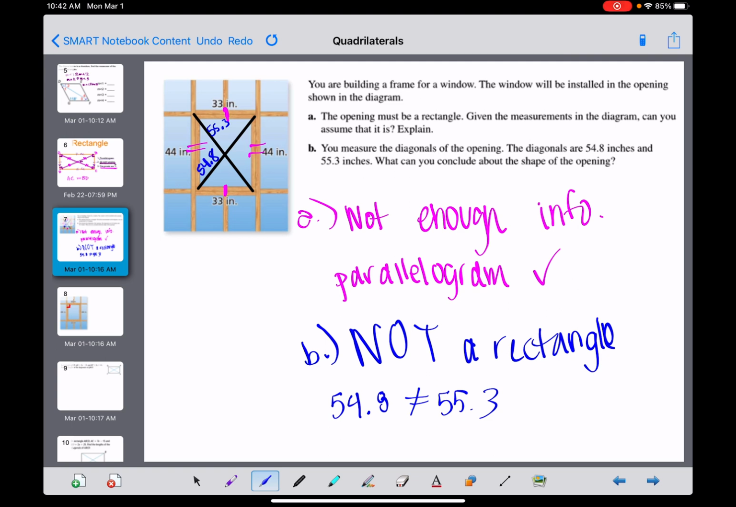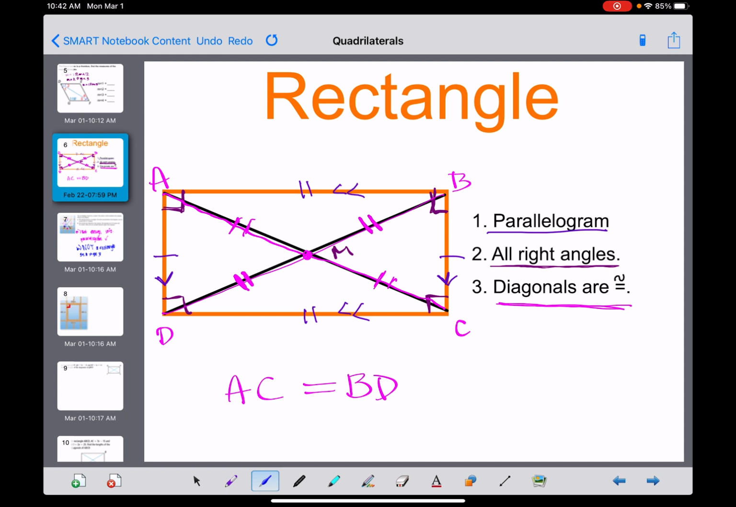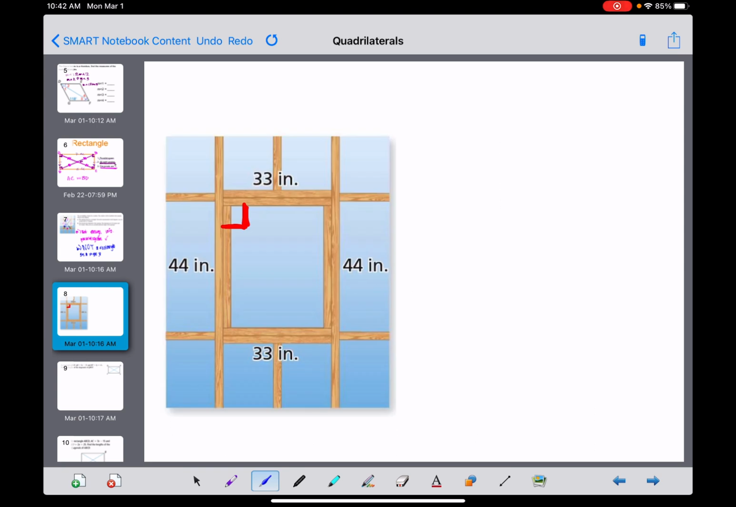Before you try your example, I'm going to go back to this prior slide to give you an opportunity to take a picture of a rectangle with its characteristics so that you can use this for your notes. So you're going to try a similar example with the window, except now they give you one more piece of information. They tell you that one of the angles is 90 degrees. Can you conclude now that this is a rectangle?